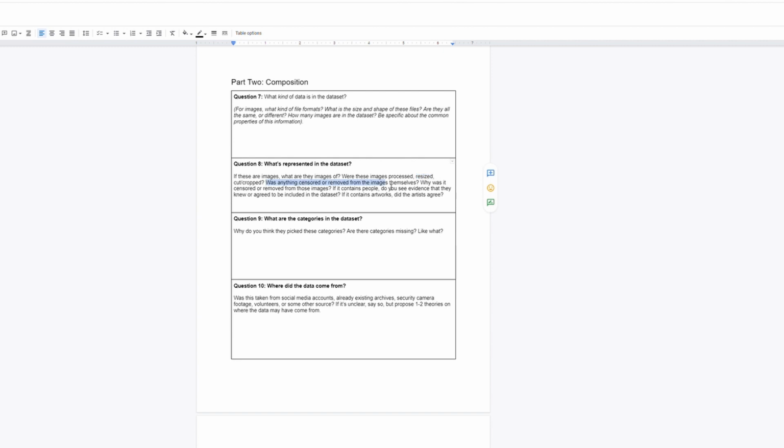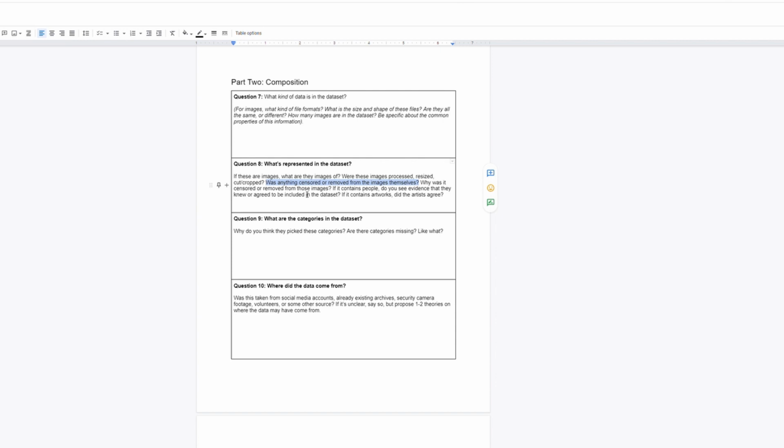Was anything censored or removed from the images? Hard to say with this set, because we don't know what the source material was. But you might see, for example, if you have pictures of people, you might have blurry faces, or you might have black boxes over eyes so that people are harder to identify.